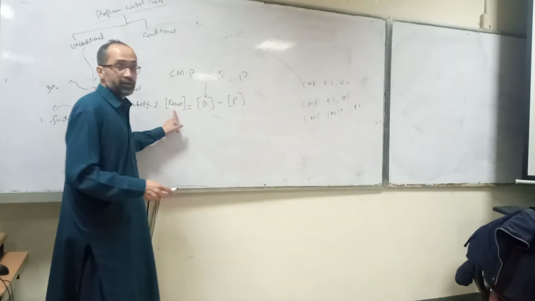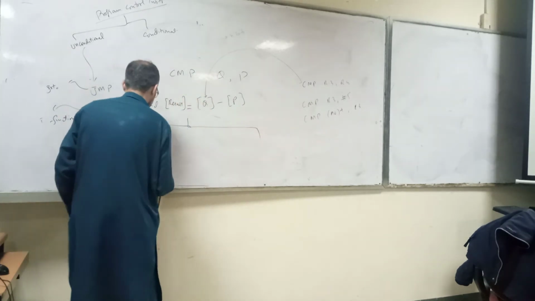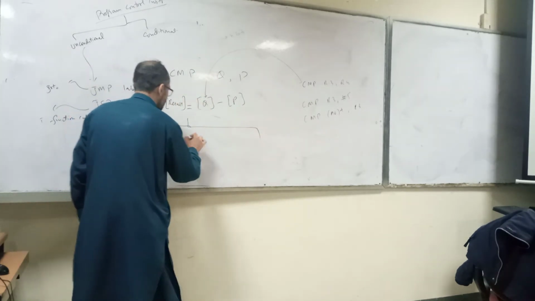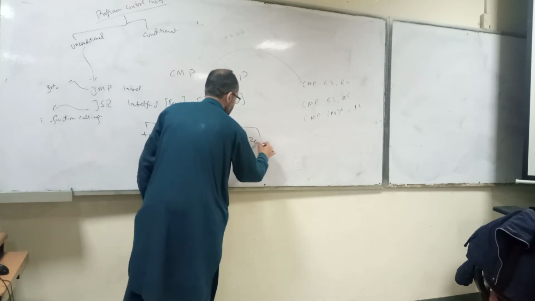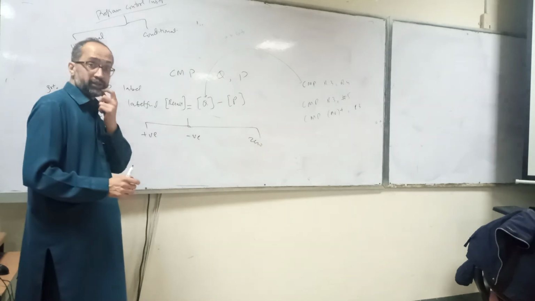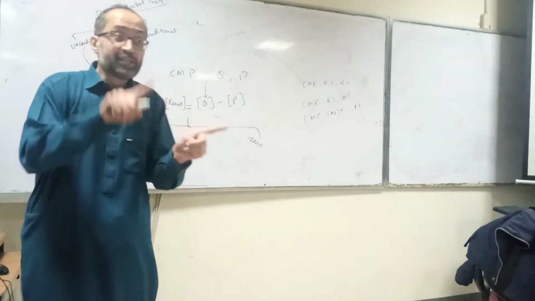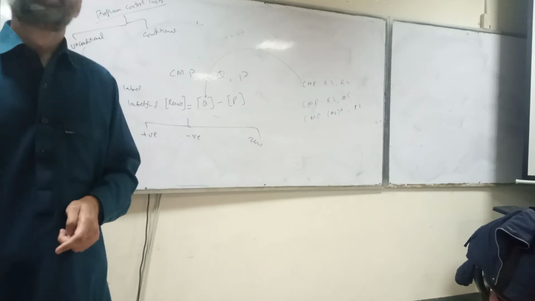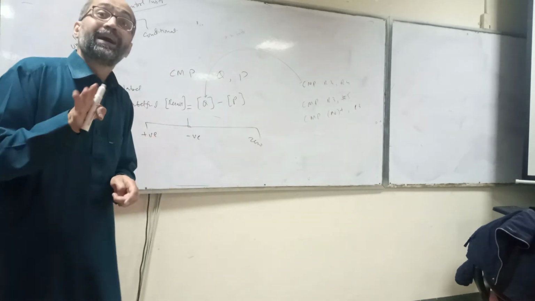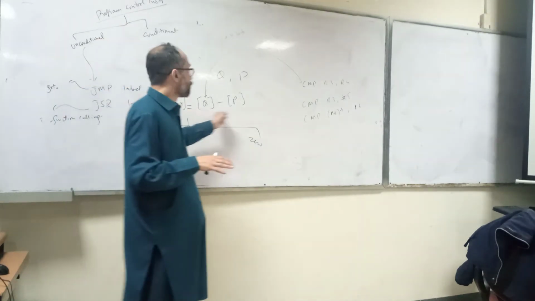So it will compute the result. There are different possibilities: the result is positive, the result is negative, or the result is 0. After the execution of the compare instruction, it will only set the flags. It will neither change Q nor P. Q and P will remain unchanged, but it will compute this result: result is equal to Q minus P.